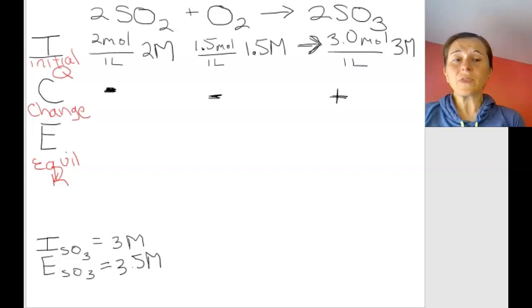By the law of conservation of mass, if we're making more here, we've got to lose it here. But by how much are we going to gain and lose? We know that it is going to be by X amount.